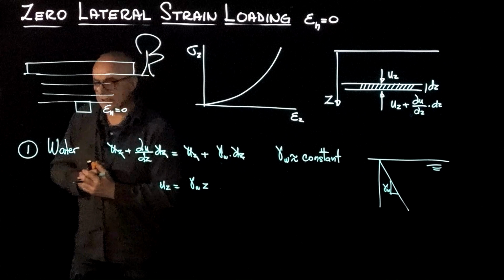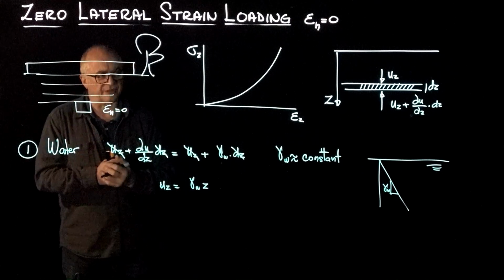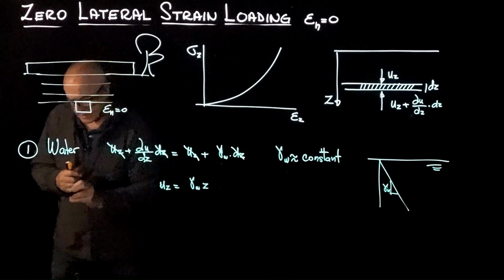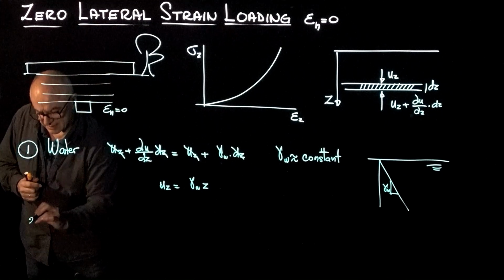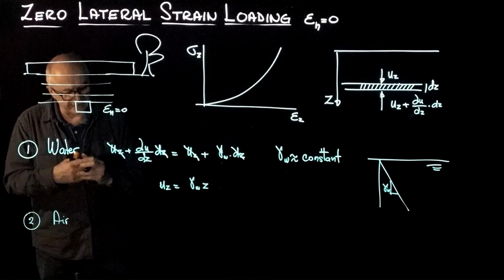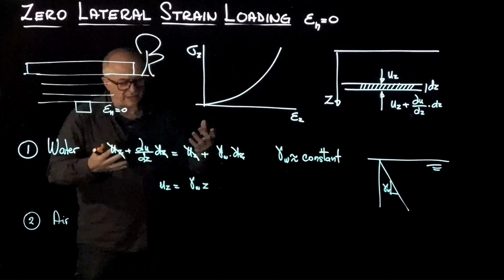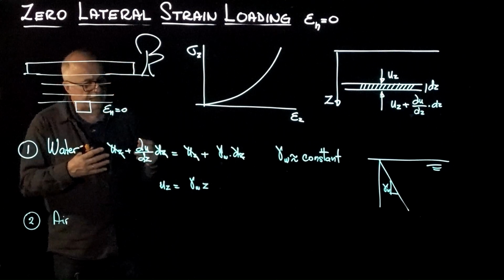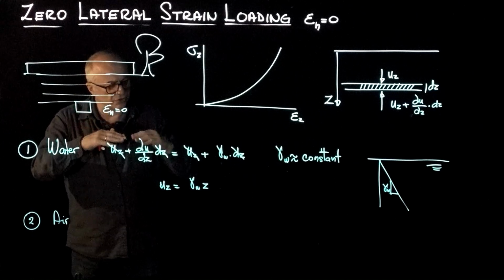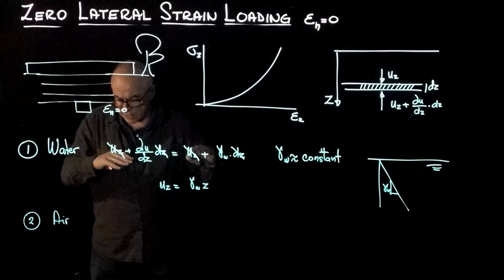Now, the question becomes more interesting if we think in terms of air. So now it's going to be a similar formulation, but the story becomes a little bit more interesting. First of all, we have to see the problem upside down. So the pressure at a higher elevation is going to be lower than the pressure at the lower elevation because of the unit weight of the slice.